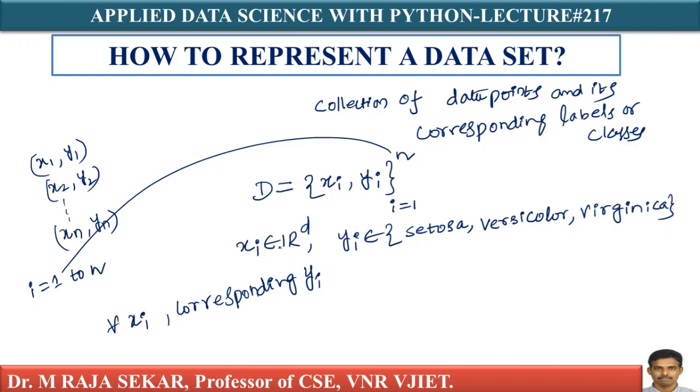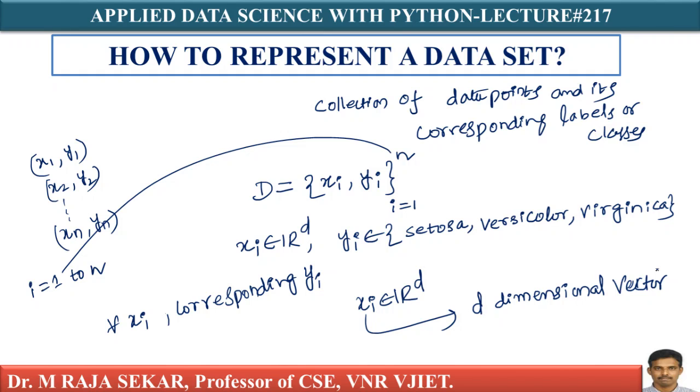The moment I say xi belongs to R^d, xi is a d-dimensional vector. What does it mean? It's a column vector. What is the dimension of that particular vector? It is a d-dimensional vector.